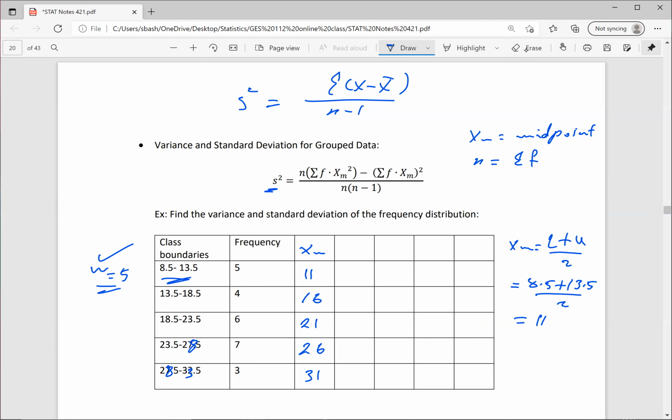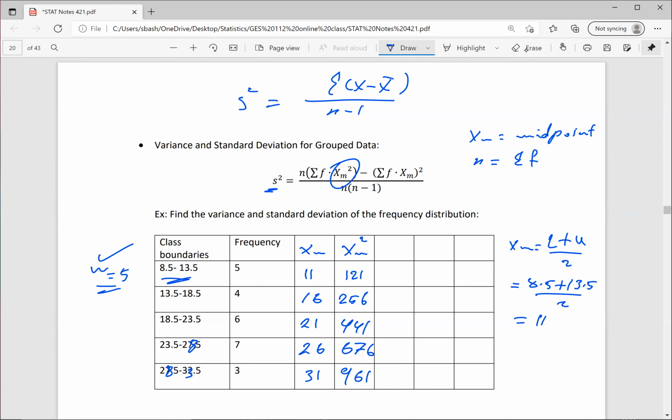Now let's square these midpoints. I have it here in the formula: xm to the power 2. So the first one will give me 121. The second one will be 256. The third one is 441. 26 squared will be 676. Next one, 31 squared is 961.